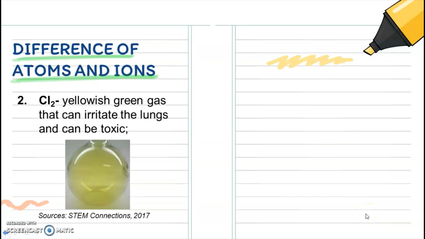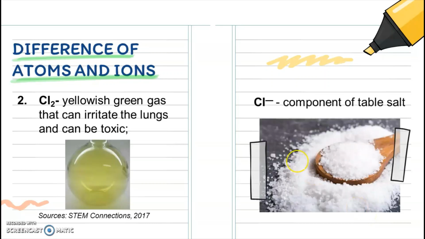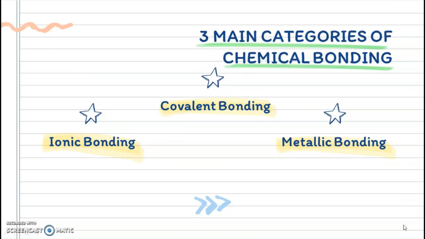specifically, an ion, which is chlorine minus. So, kapag naging siyang chlorine minus, pwede na siyang maging component ni table salt. So, napakalaki ng changes niya. From a toxic gas, nagiging siyang edible na component ni table salt. So, yun yung nagiging effect when an atom becomes an ion. Nagkakaroon ng very huge change sa kanyang properties.